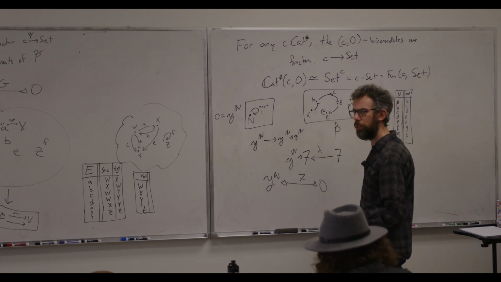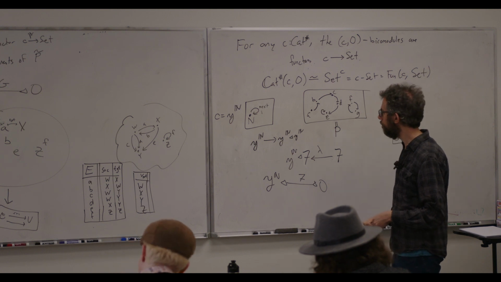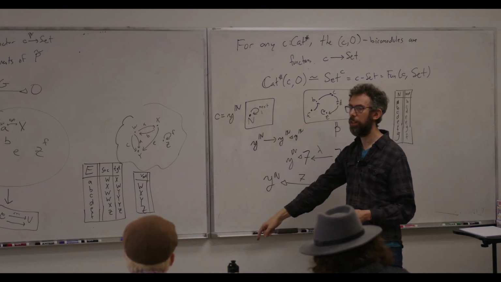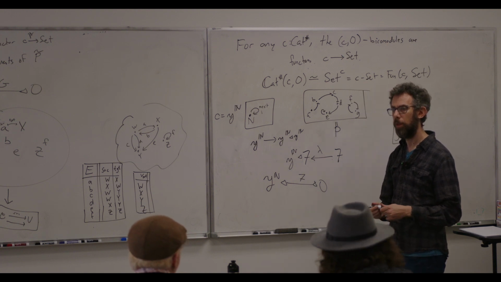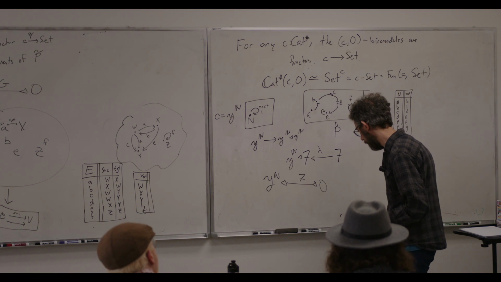Okay. Questions about this? That category has one object. This category has one object because there's one position here. And natural number many morphisms.